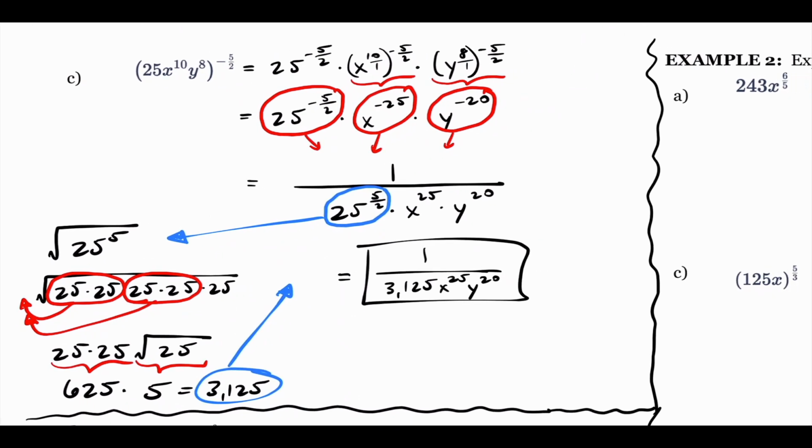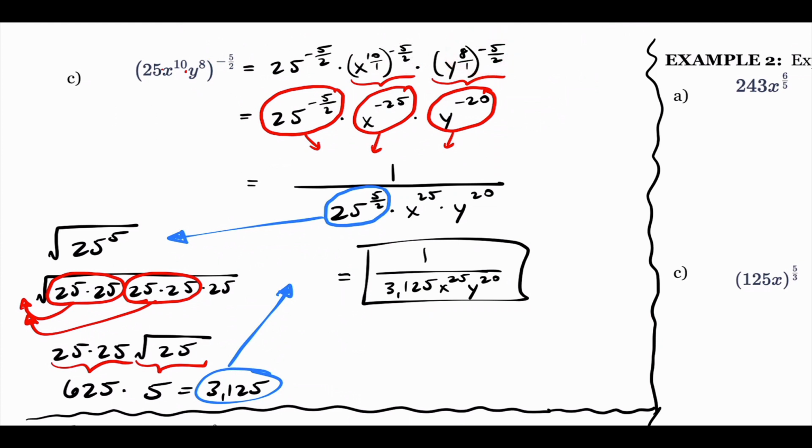Okay. So I distributed first. First thing I did was distribute: everything gets a power on the inside. So 25 got a power, x to the 10th got a power, y to the 8th got a power. Multiply the powers. So I get 10 times negative 5, which is negative 50, divided by 2 is negative 25. 8 times negative 5 is negative 40, divided by 2 is negative 20.